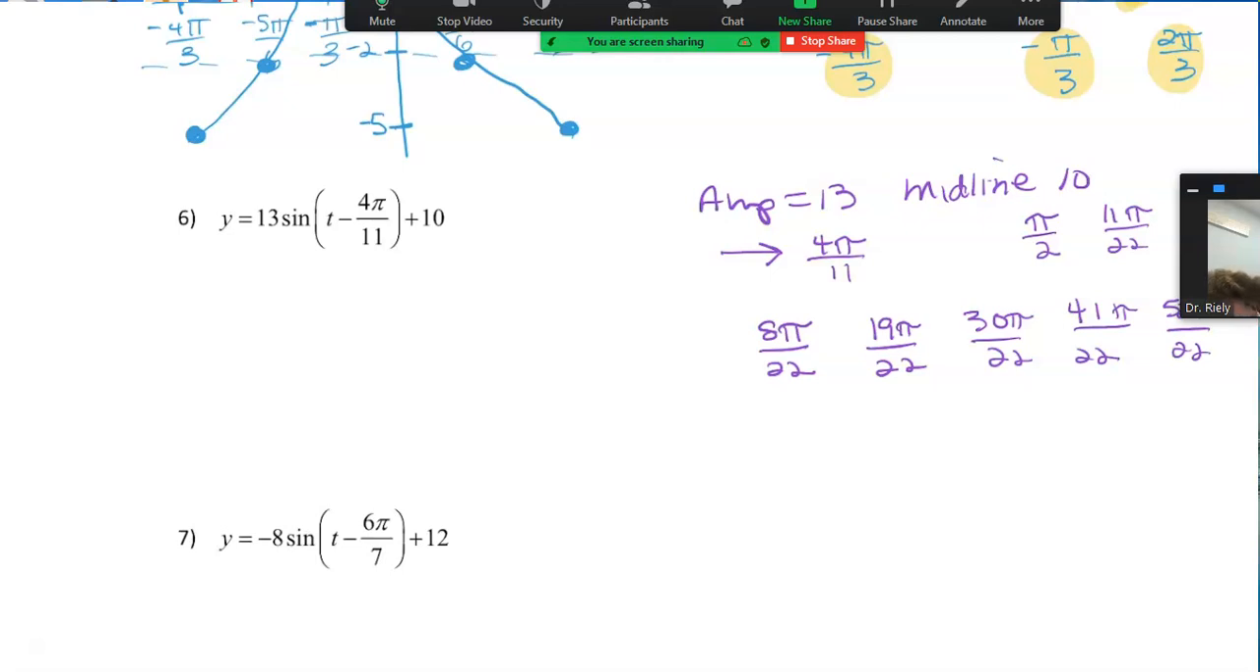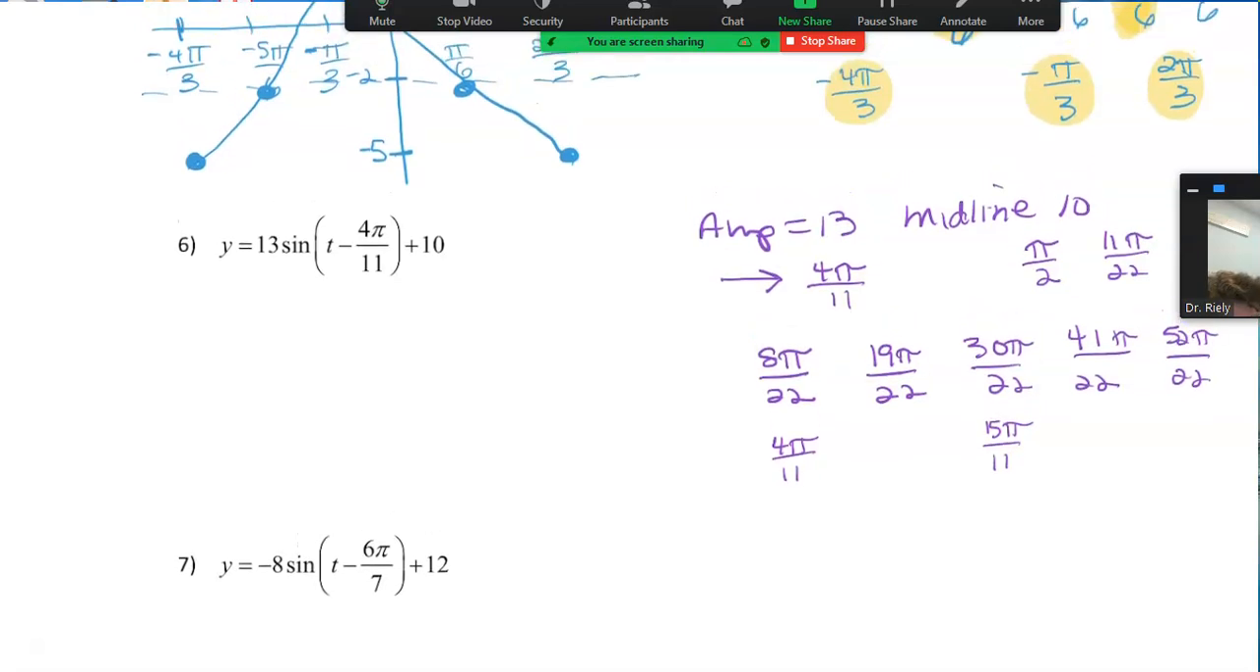Okay, now I'm going to reduce where needed. So the 8 pi over 22 becomes 4 pi over 11. 19 pi over 22 is good. This one becomes 15 pi over 11. 41 is good. 52 becomes 26 pi over 11. And my procedure is that I highlight the angles I'm going to use. I need 5 of them. I have 5 highlighted circles.